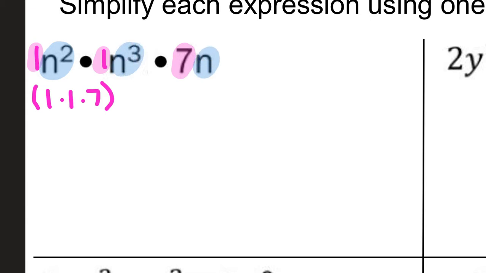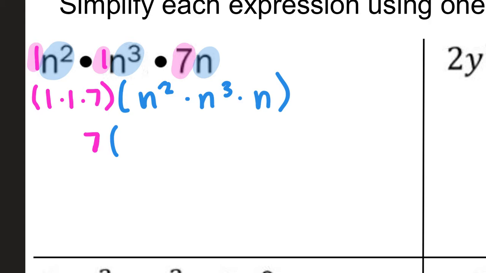So if I write that as my next set of parentheses, I have n squared times n to the 3rd times n. Now when I simplify, 1 times 7 gives me a value of 7. And then for the next part, I have to add my exponents. So my exponents here are 2, 3, and while there's nothing here, we can assume that this is automatically going to have an exponent of 1.